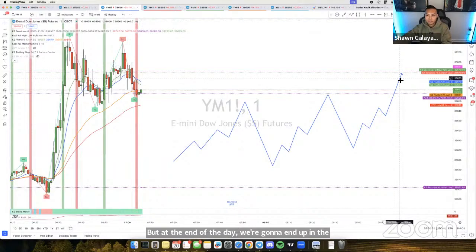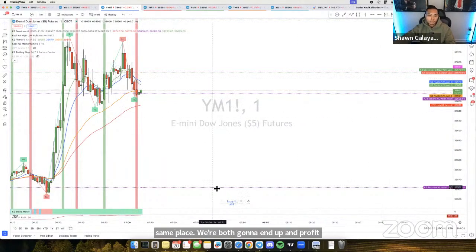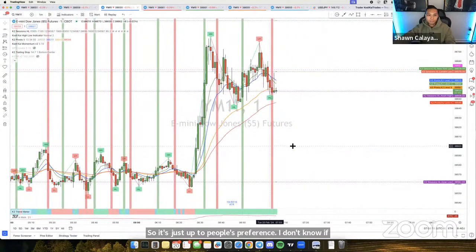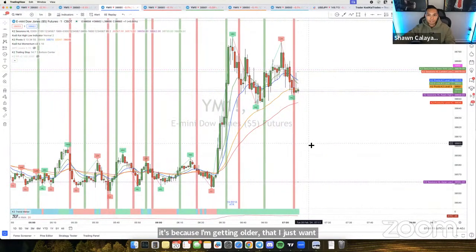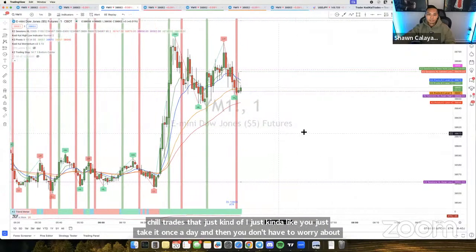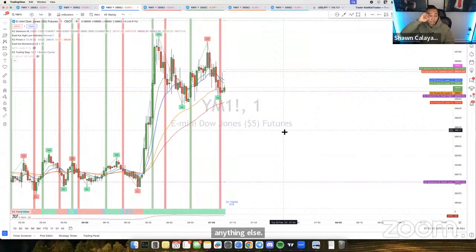So it's just up to people's preference. I don't know if it's because I'm getting older that I just want something that's more stable. I think the breakouts are very stable. They're just chill trades that you take once a day and then you don't have to worry about anything else. And I think that's the thing I'm looking for, so I don't have to be on the charts all day.